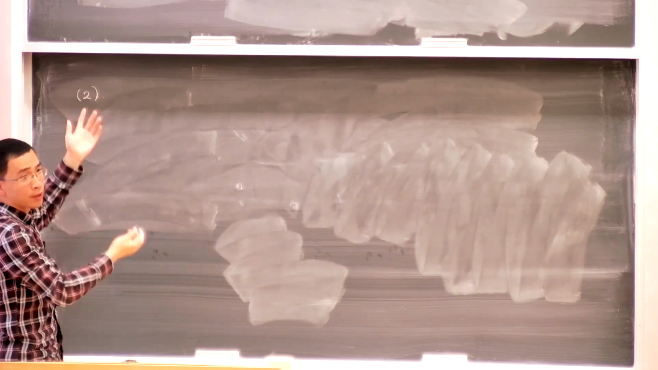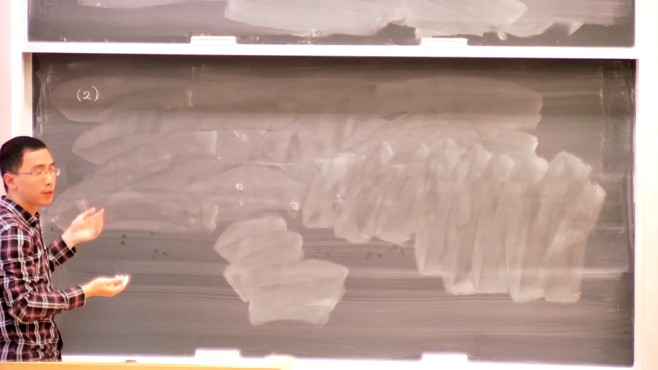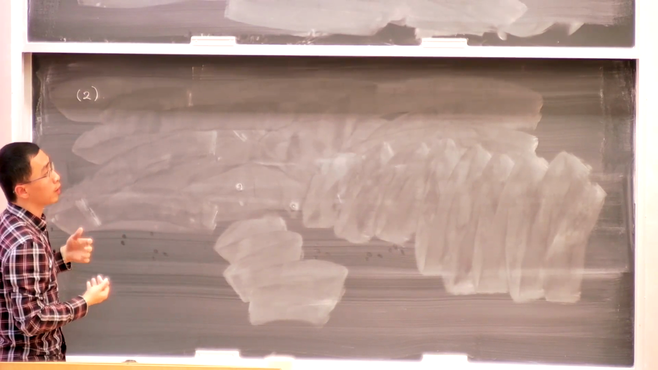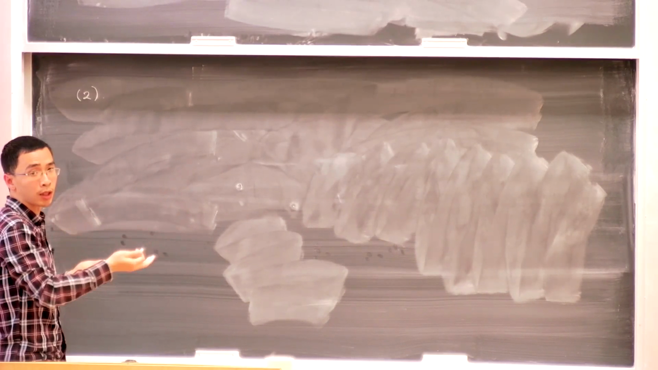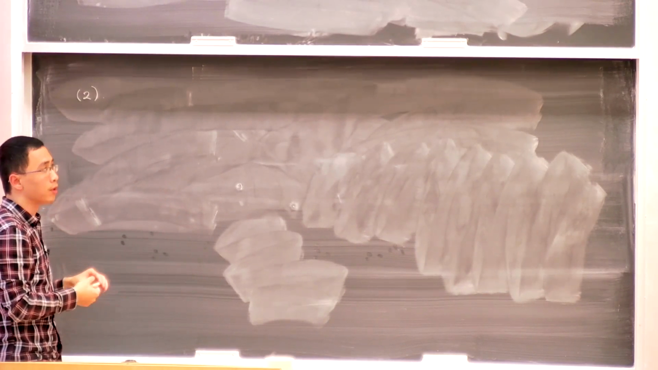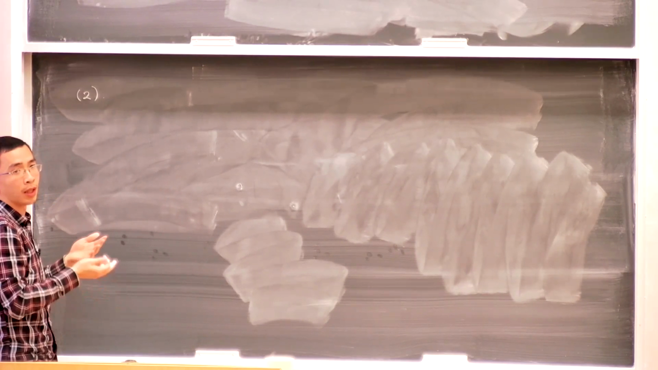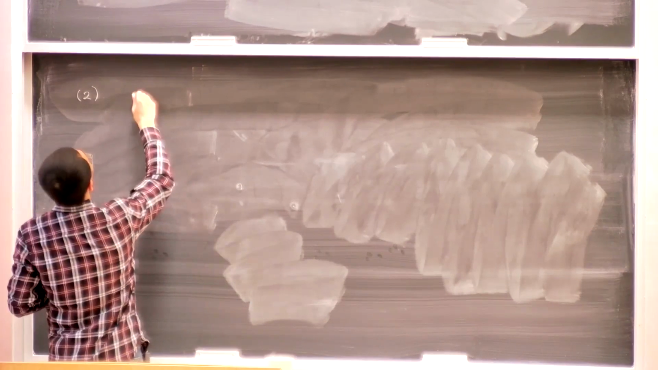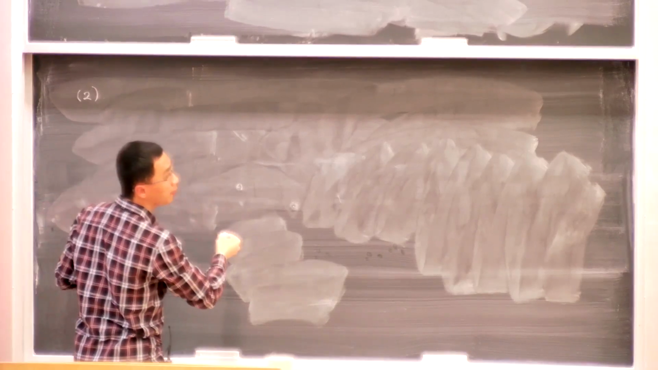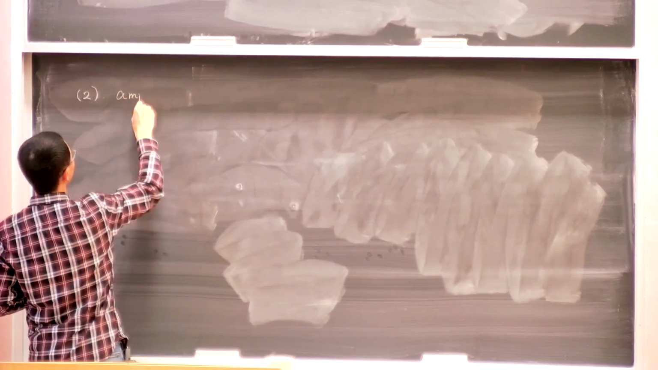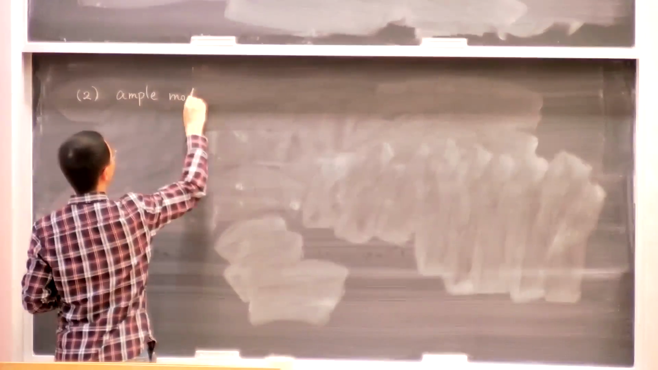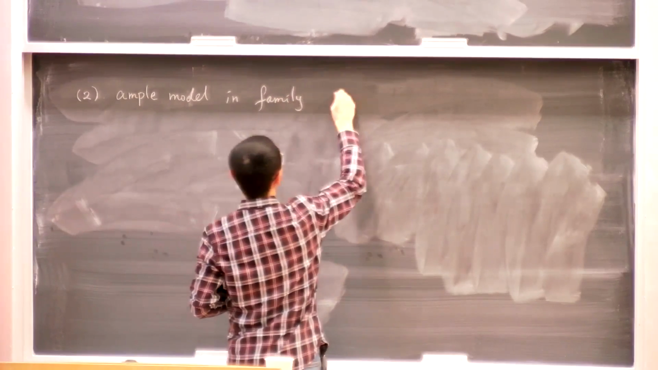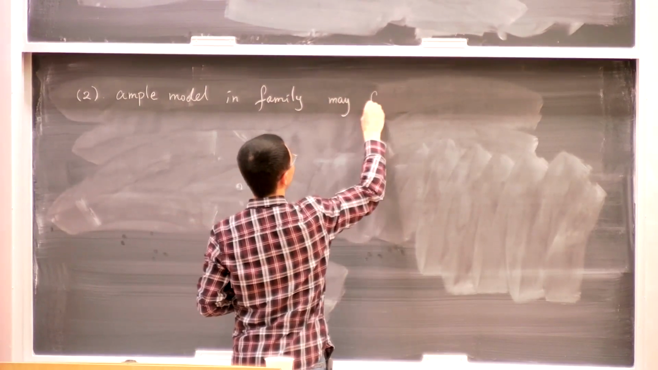So you can think about this as related to the non-normality of the fibers. And there is a similar issue if the base is not normal. So of course, in the case of curves, all those moduli spaces are smooth. But in higher dimensions, the moduli spaces of stable pairs can be highly singular. So in particular, they can be non-normal. So what will happen is that if you try to do the ample model in family, this may fail if the base is not normal.